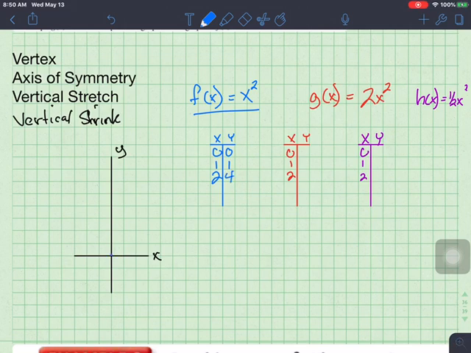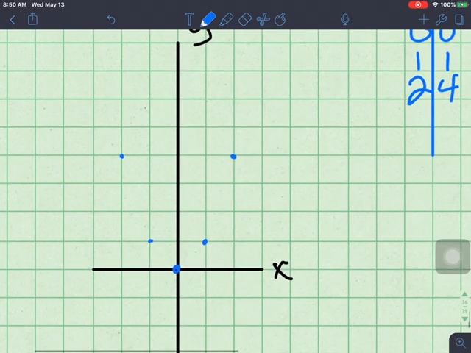Now this is only going to give you the positive side, 0, 0, 1, 1, and 2, 4. All right? Also understand that when we put the negative inputs, negative 1 and negative 2, we get the same outputs. So I'm going to draw in the other part of that parabola. Okay? And so I'm going to try to draw this so that it looks right.